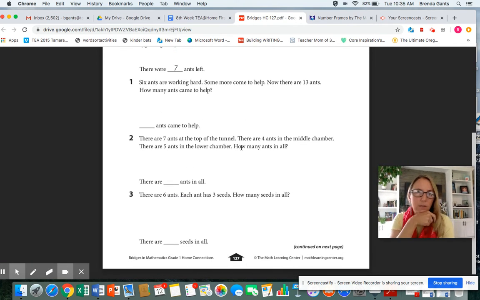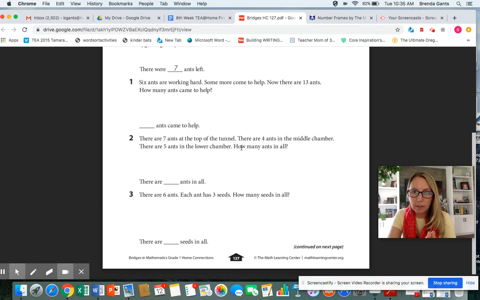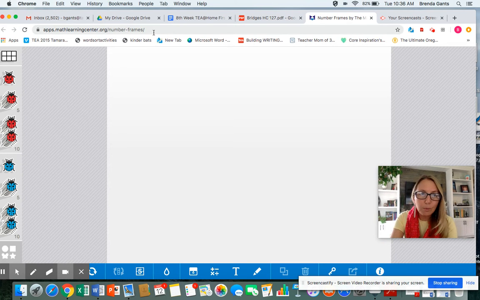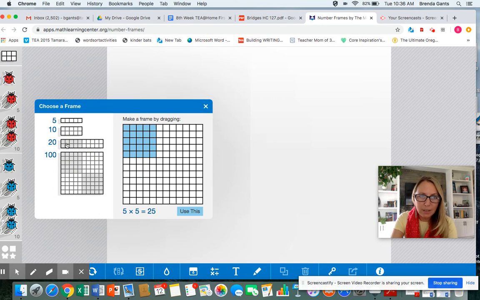6 ants are working hard. Some more come to help. Now there are 13 ants. How many ants came to help? So let's see. There are 6 ants working hard. Some more are going to come help. And now there will be 13. So I'm going to need space for at least 13 ants.